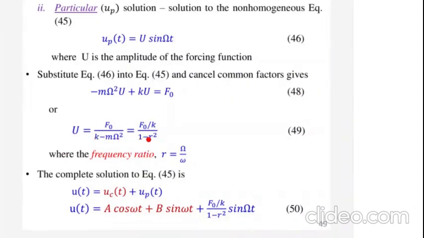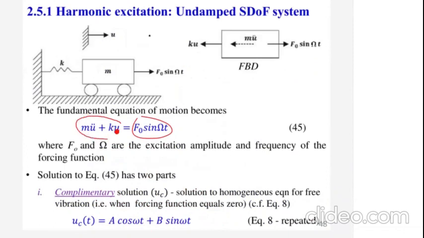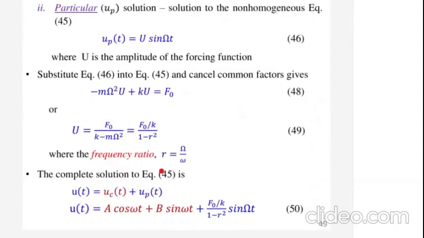This can be further simplified by introducing a dimensionless ratio r, which is defined as the frequency ratio. This is the ratio between the frequency of the forcing function and the frequency of our motion. Let me go back slightly. There is a motion here, and our forcing function now is harmonic. If you can present it as a wave, there is a wave of the forcing function, and there is the sinusoidal wave of our motion on the left hand side. So the ratio of the two frequencies, of the forcing function and of our motion, is referred to as the frequency ratio.